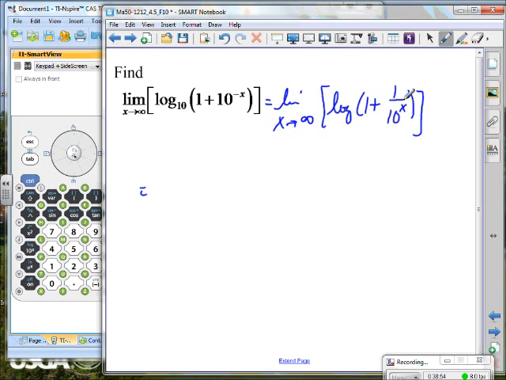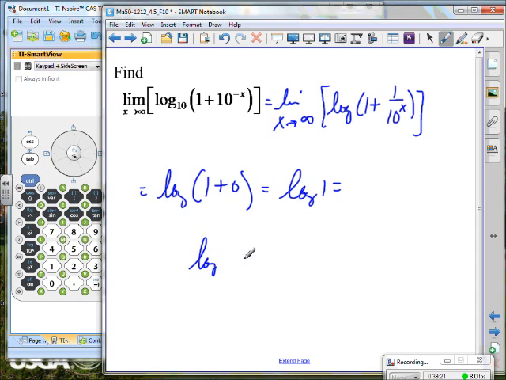Now again, we're not doing a direct substitution, but if you think about it, we kind of are. So this is down to the log of 1 plus what? 0. As the inputs get larger and larger, what's the relative value of 1 divided by 10 to the x? Just 0. So what is the log base 10 of 1?